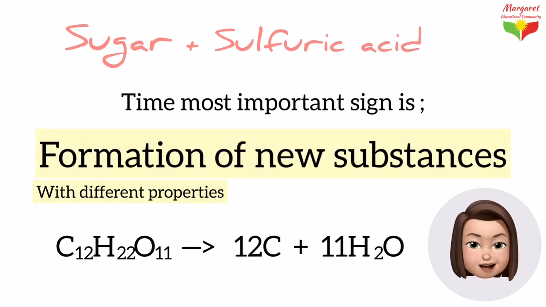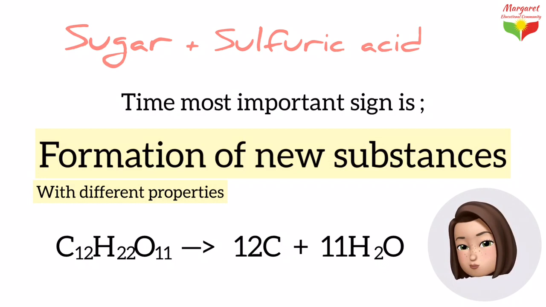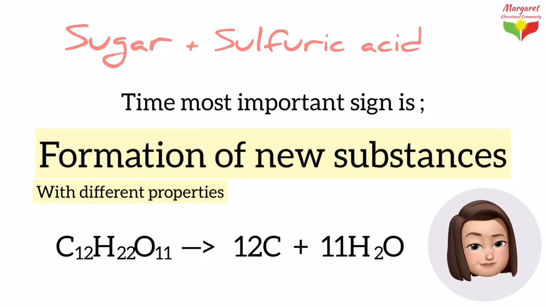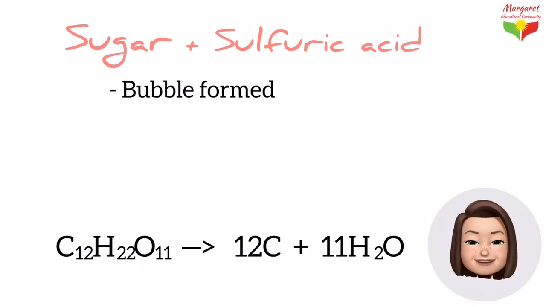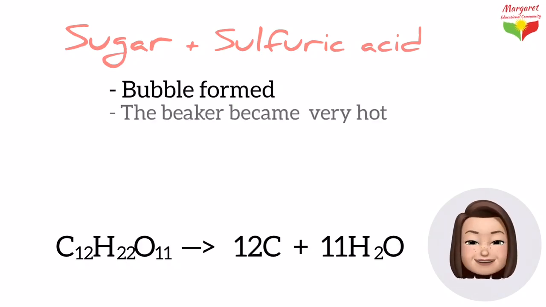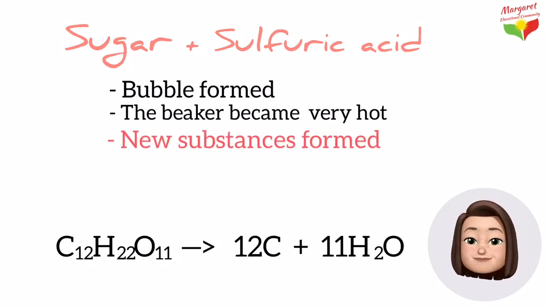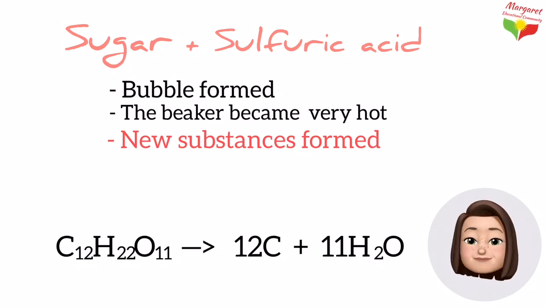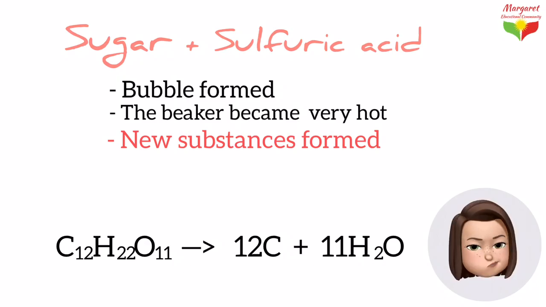Okay, so the starting materials in the reaction were sugar and sulfuric acid. Several things tell you that a chemical reaction was taking place. Bubbles were forming and a gas was given off. The beaker became very, very hot. But most importantly, new substances formed, and the properties of those substances were very different from how the starting substances were.